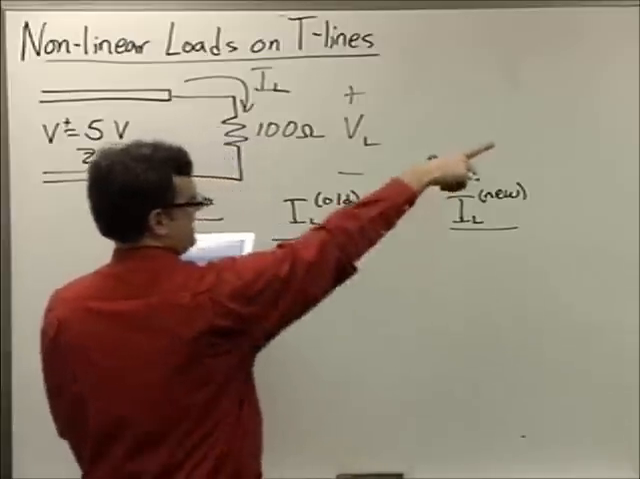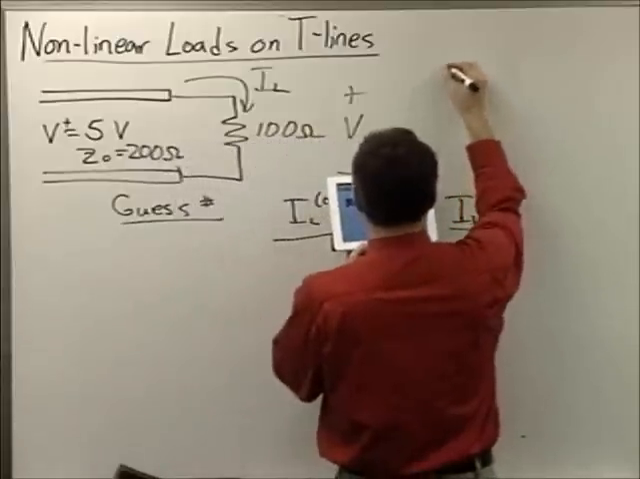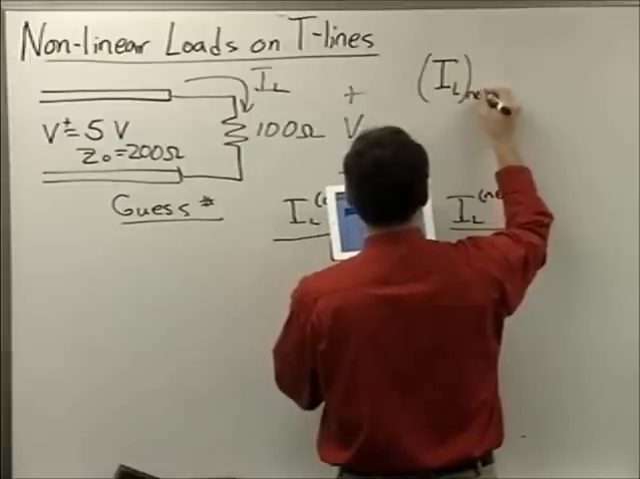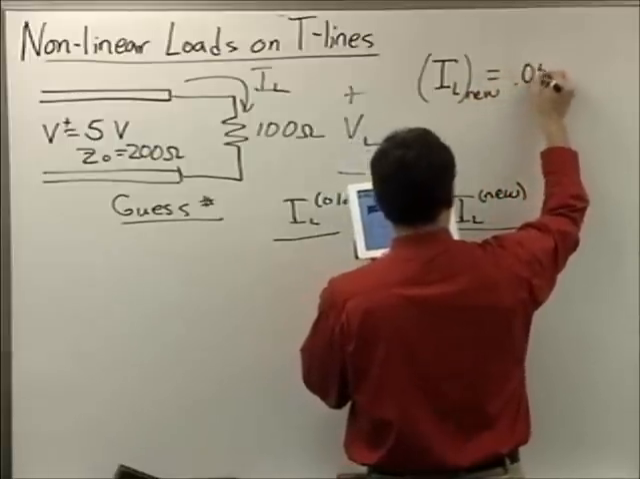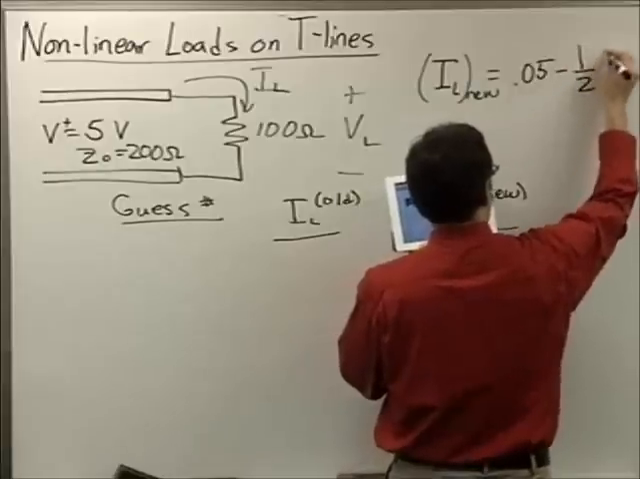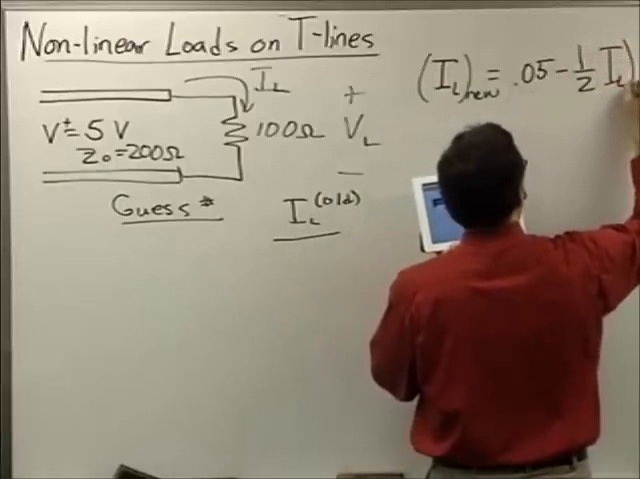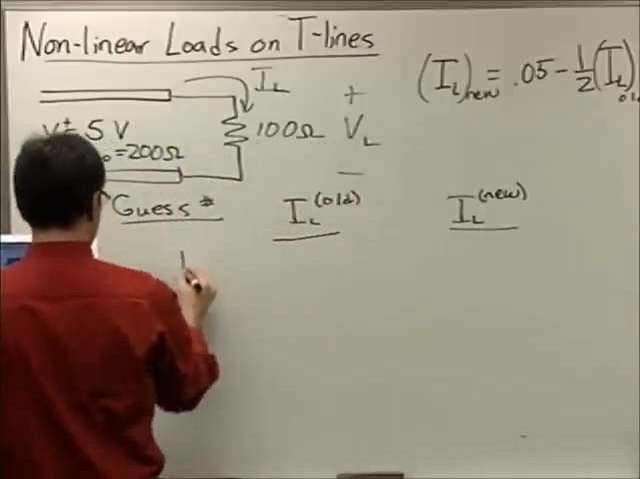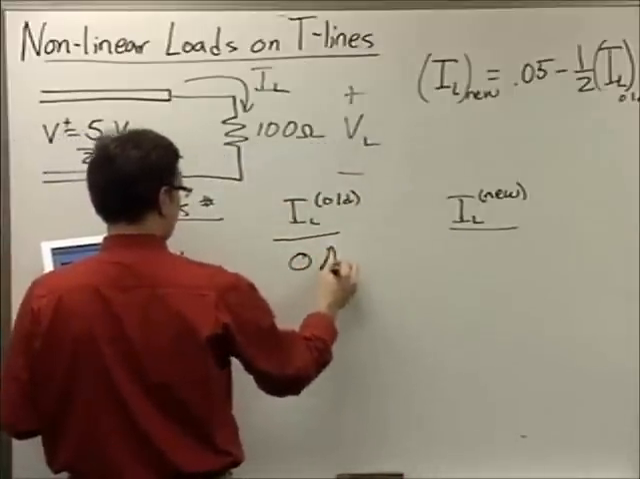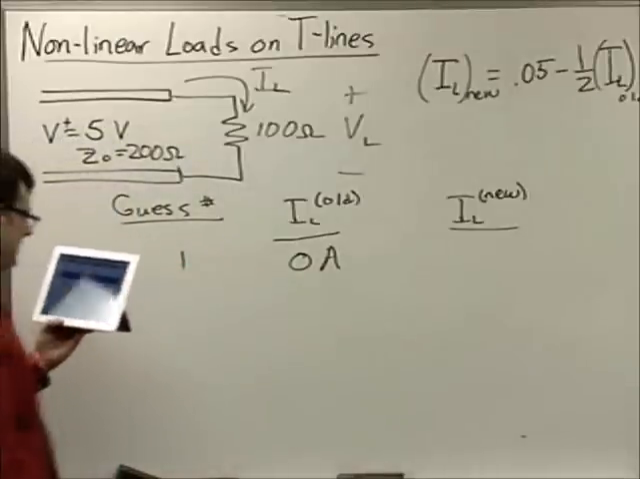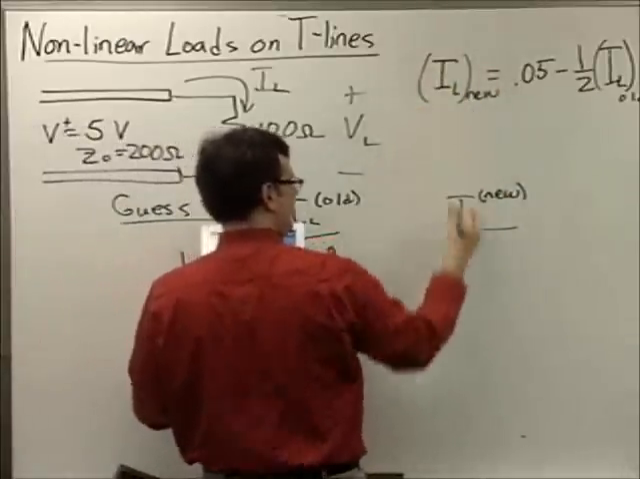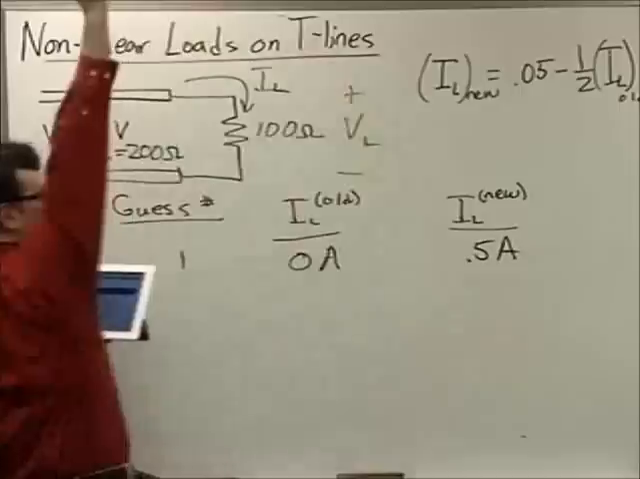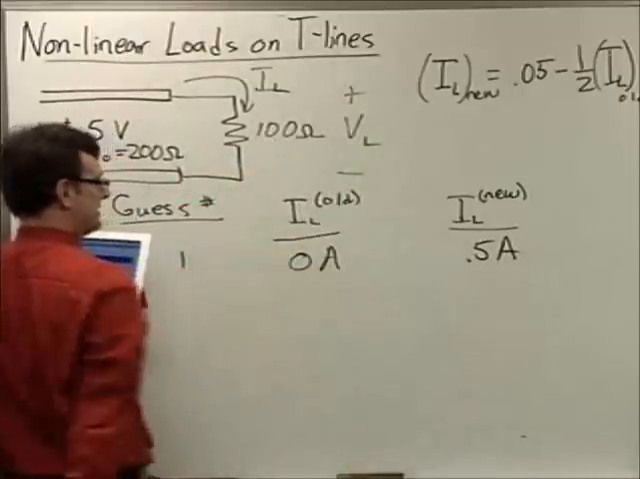And of course, when I calculate that equation over there with these values, the equation that I'm iterating is actually I sub L new equal to 0.05 minus 1/2 I sub L old. And for my first guess, I'm going to guess 0 amps because I don't know what else to guess. And when I plug that in there, I sub L new comes out as 0.5 amps. So I suddenly realize I'm off by 0.5 amps. That's not even close.